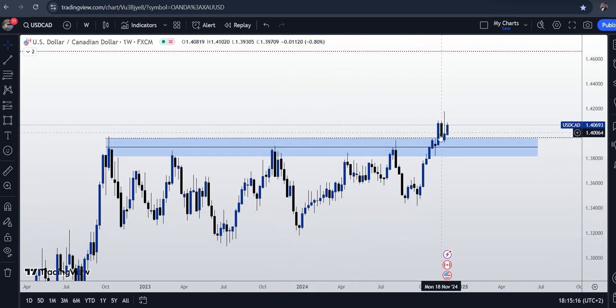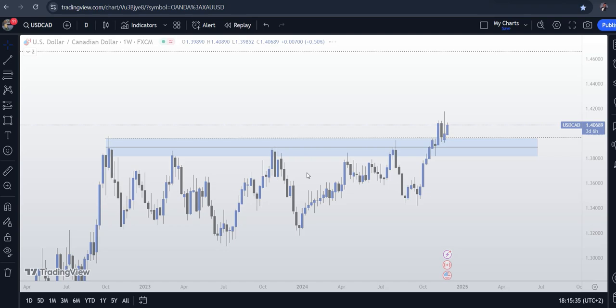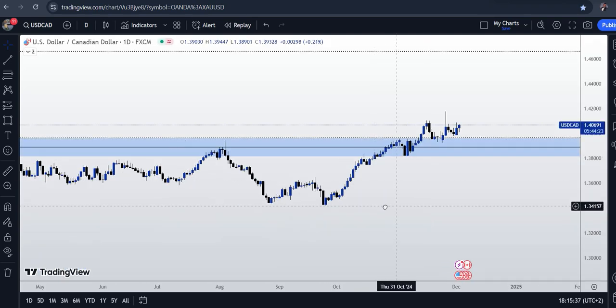Now you can see that price created a rally base rally, and price has already retraced, tapped into that base, and now price is pushing upwards. That's from the weekly time frame. Now we go into the daily time frame.